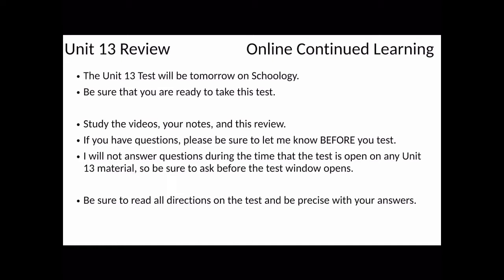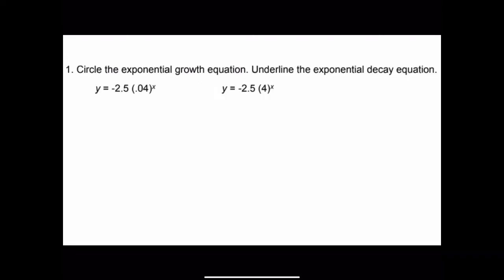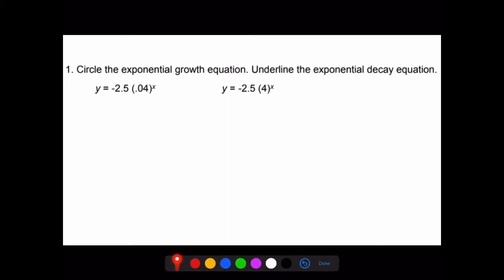All right, so without further ado, let's go ahead and get into our review. So, number 1, circle the exponential growth equation, underline the exponential decay equation. So if we look at this, we have these two equations here. Y equals negative 2.5 times 0.04 raised to the power of x, and y is equal to negative 2.5 times 4 raised to the power of x.